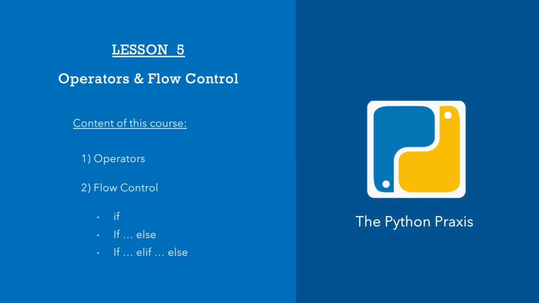Today we're diving into one of the most exciting and important topics in programming: operators and control flow. Think of operators as the tools in your coding toolbox. They let you add, compare, and make decisions. Control flow, on the other hand, is like the roadmap of your program. It decides which path your code takes depending on the situation.